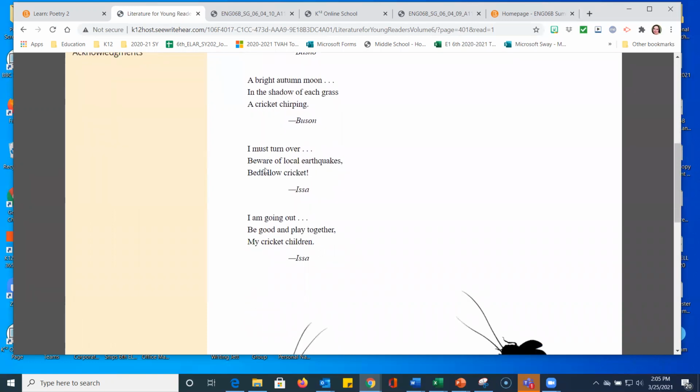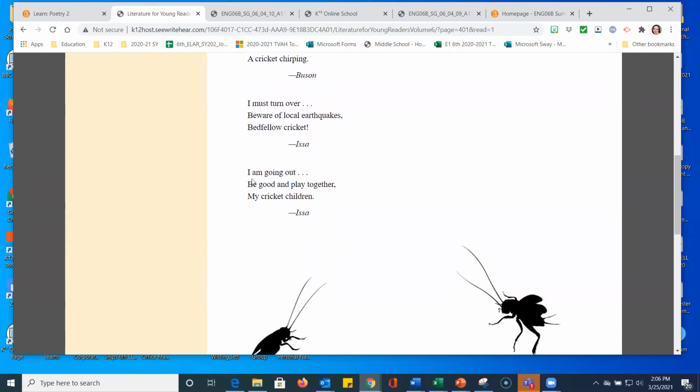I must turn over. Beware of local earthquakes. Bedfellow cricket. Issa. I'm going out. Be good and play together, my cricket children.